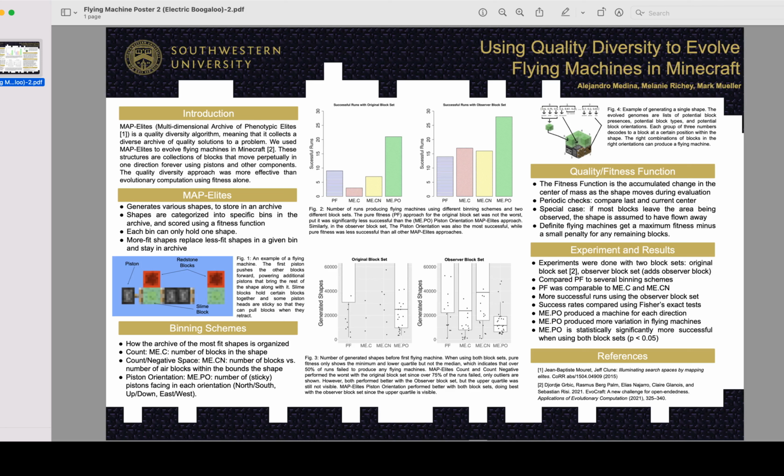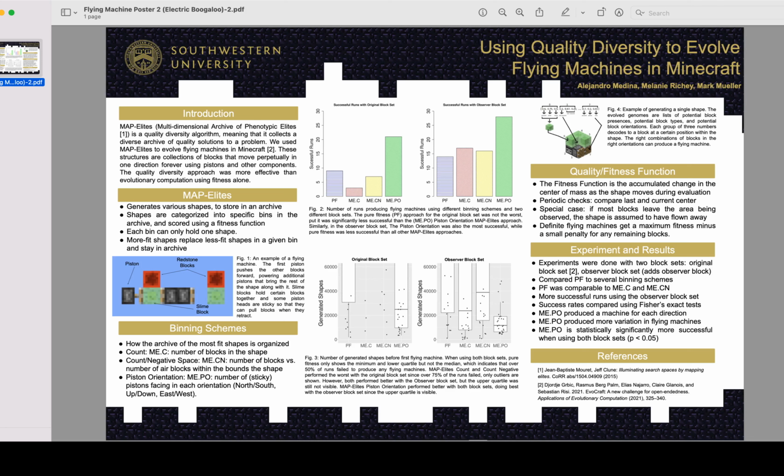This worked by periodically comparing the last and current center of mass. If the shape departed the evaluation area because it had flown away, it received a special maximum fitness. However, in this case, there would be a small penalty for any blocks that were left behind. The experiments were performed using two block sets: the original block set used in previous work that failed to successfully produce flying machines, and the observer block set, which simply adds the observer block.